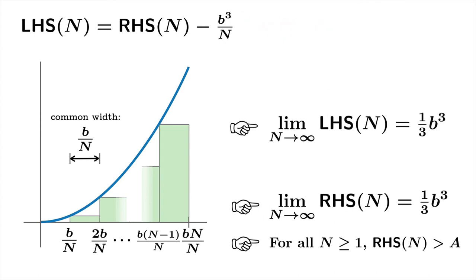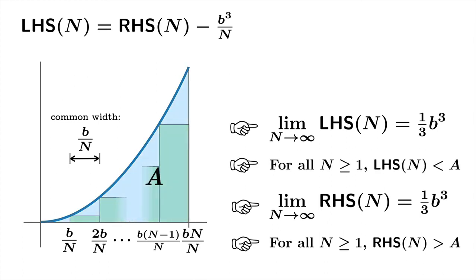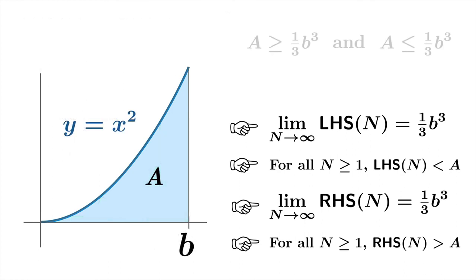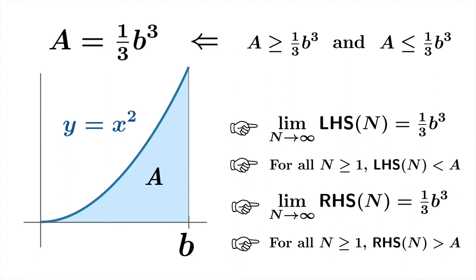And from this, we can quickly conclude that the limiting value of the left-hand sums must also be 1/3 b cubed. And we know that for all n greater than or equal to 1, the left-hand sum has to be less than a. So we know a is greater than or equal to 1/3 b cubed, and we know a is less than or equal to 1/3 b cubed, which means the area has to be 1/3 b cubed.